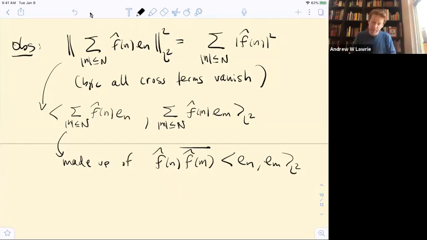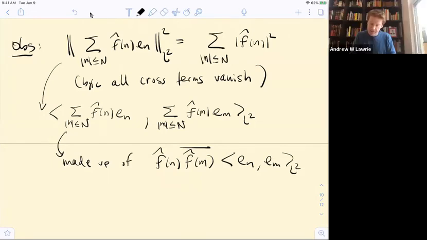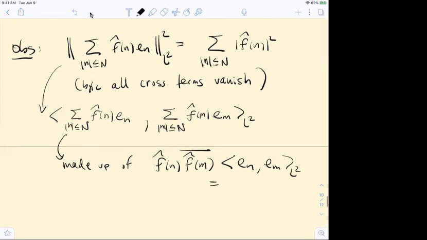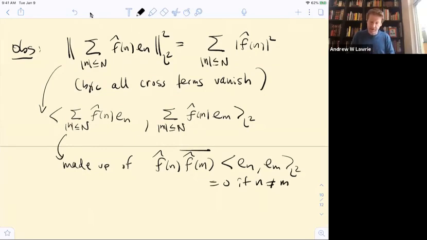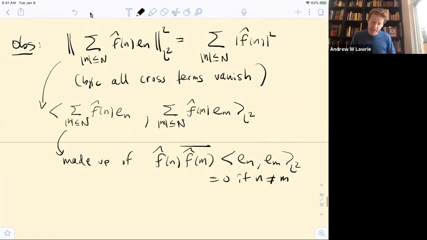The cross terms are the ones where n is not equal to m in these matchups. And all of those are then 0, right? Because it's an orthonormal basis. Exactly. So the en's are an orthonormal family. Perfect. So all the cross terms vanish, and I'm just left with this sum.